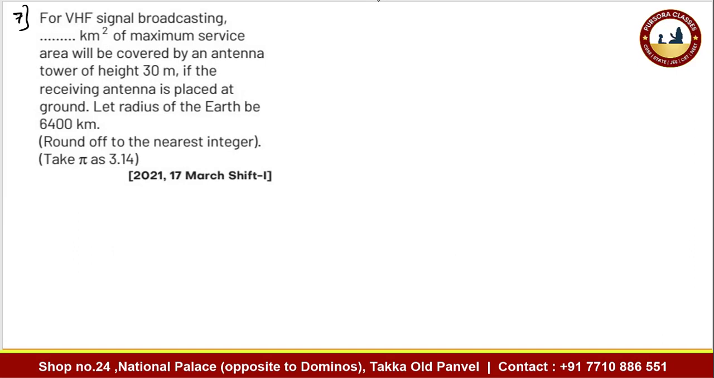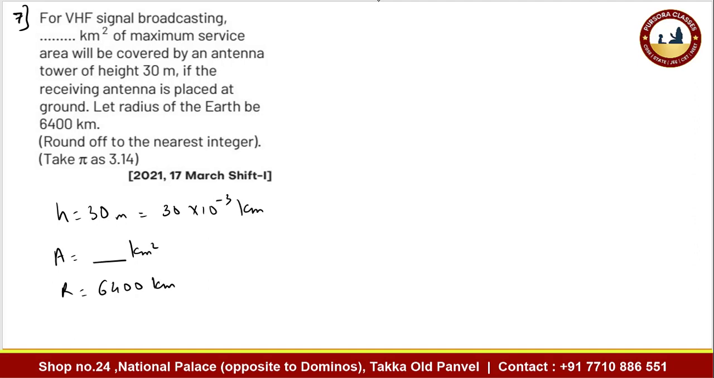For very high frequency signal broadcasting, dash kilometer square of maximum service area will be covered by an antenna tower of height 30 meter if the receiving antenna is placed at ground. Since the receiving antenna is placed at the ground, on the height of the antenna, which is 30 meter, we have to find the area in kilometer square. So we'll convert 30 meter into kilometer: 30 into 10 raised to minus 3 kilometer. The radius is also in kilometer, 6400 kilometer.